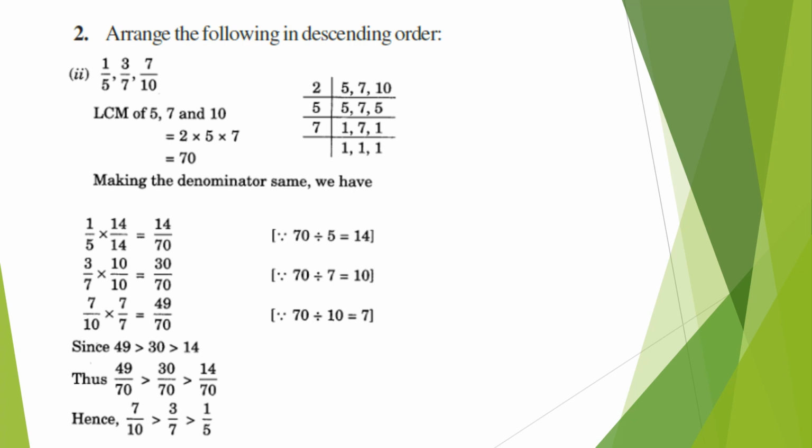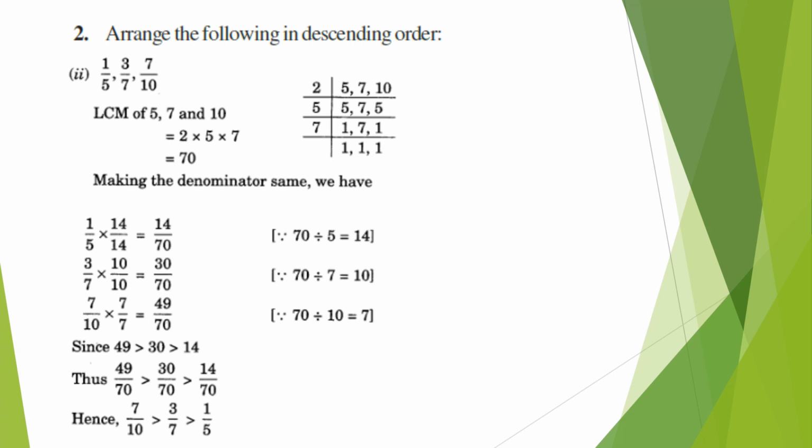We get the answer as 14 upon 70. Now take the second fraction, 3 upon 7. Here the denominator is 7. To get the denominator equal to the LCM 70, the denominator must be multiplied by 10. So the numerator is also multiplied by 10. So we get 3 by 7 equal to 30 upon 70.